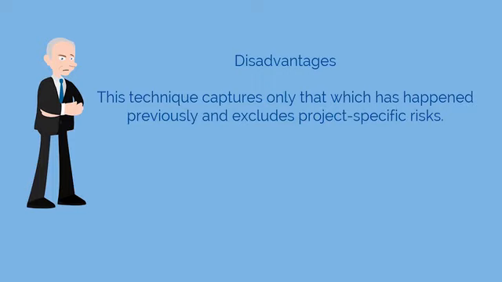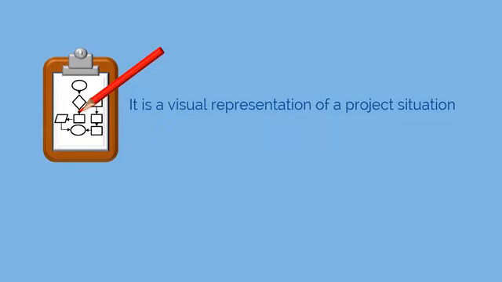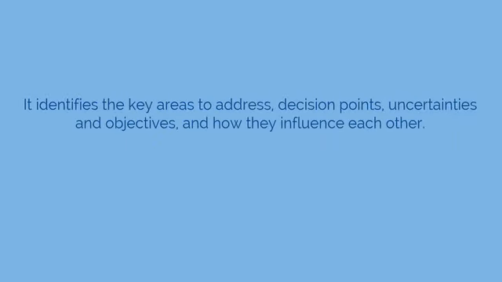Risk can also be identified with the help of an influence diagram. This is a visual representation of a project situation. It pinpoints key areas to address, decision points, uncertainties and objectives, and how they influence each other.